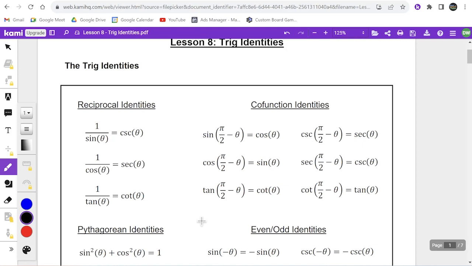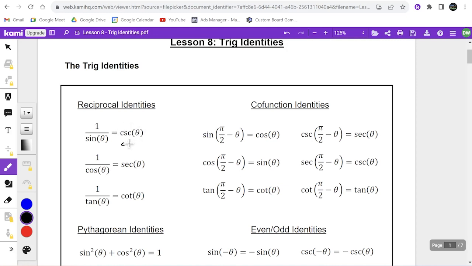And again, you're going to see that towards the end of next year. So I promise you will see it. And let's talk about it. First, we have the reciprocal identities. Basically, you have no idea what csc or sec or cot is. So let me tell you.